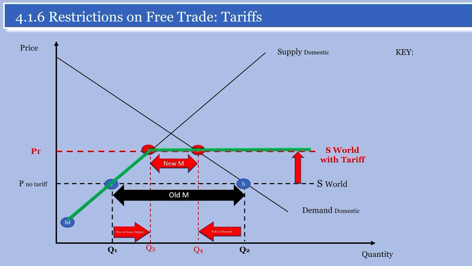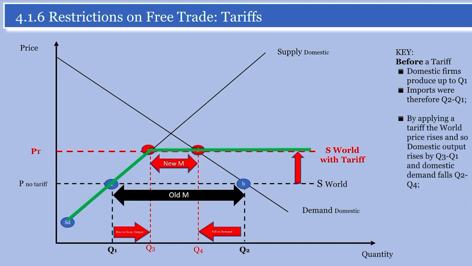Okay. Now, again, what I usually do is I put in a new supply curve, called the combined supply curve. So before a tariff, domestic firms produce up to Q1 and imports are Q1 to Q2. But applying a tariff means that the world price rises, domestic output rises to Q3, that's the increase, and domestic demand falls to Q4, there's the reduction in domestic demand. And so the objective of the tariff, which is to reduce imports, has worked, because now there are fewer imports, this amount here. So there's old imports, new imports, so there's a restriction of trade.